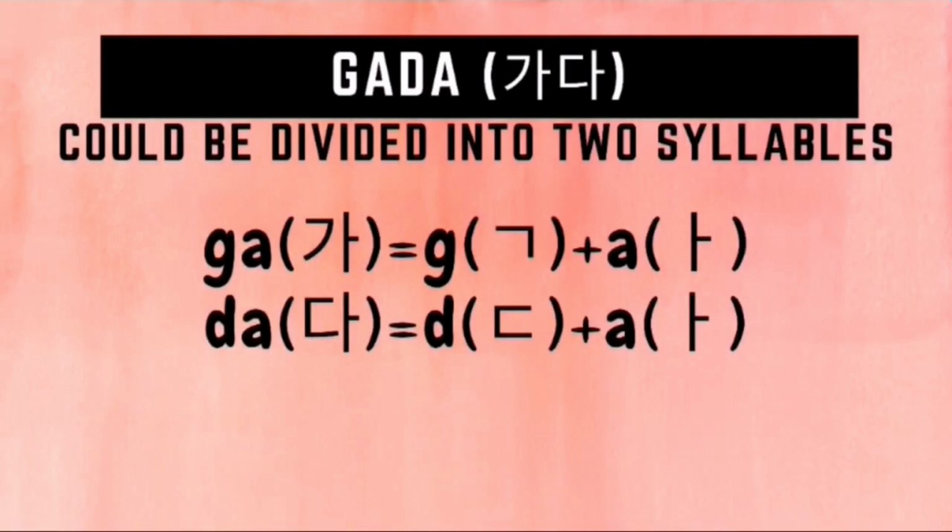How do we write GADA in Hangul? This is composed of two syllables. For the first syllable ga, we need to draw first a giok character followed by an a character. And for the second syllable da, we need to draw a dikot character followed by an a character.